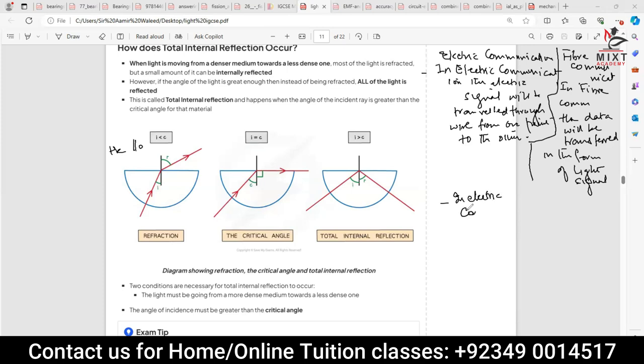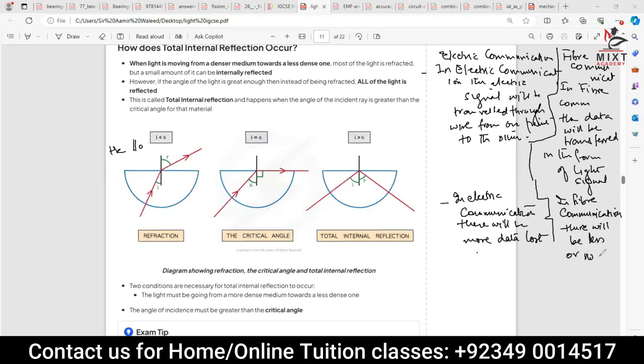So you can say in electric communication, there will be more data loss. On the other side, in fiber communication, there will be less or no data loss. Understood, guys?